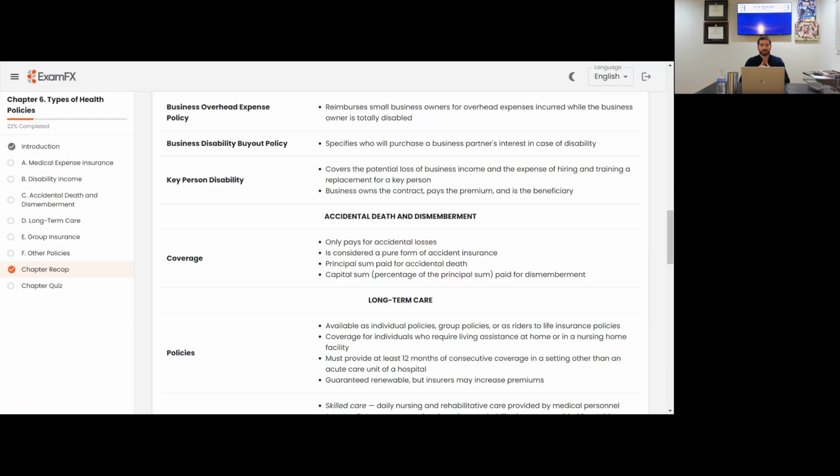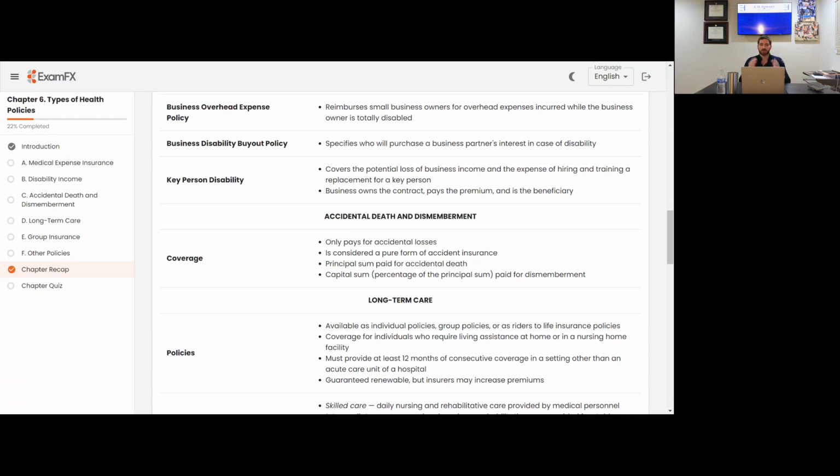Key person disability covers the potential loss of business income and the expense of hiring and training a replacement for that key person. The business owns the contract, pays the premium, and is the beneficiary. So this is really to protect a business if maybe you have a board of directors or a CEO and the company can't really run without them. If that CEO gets disabled, it's going to cover the potential loss of business income and pay for the expenses of hiring and training a new CEO to fill that position.